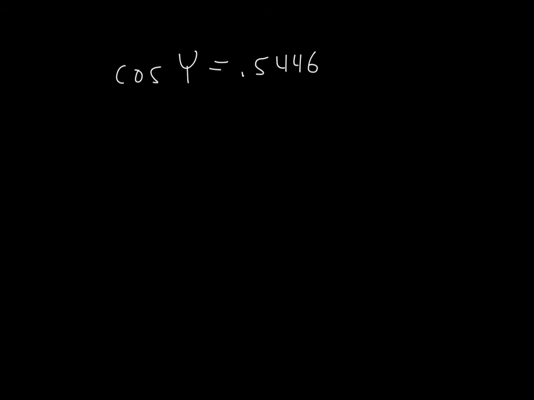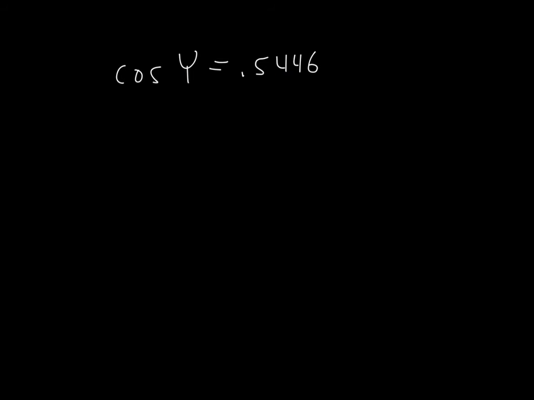Here's another. I'm just trying to give all the different samples of things that can happen. This one here is more of a calculator thing also. I just need to show you how to use the calculator for this. They want you to find the angle that when you took the cosine of that angle, it would equal 0.5446. So we're not trying to find the cosine of 0.5446. We're trying to find what angle would give that.